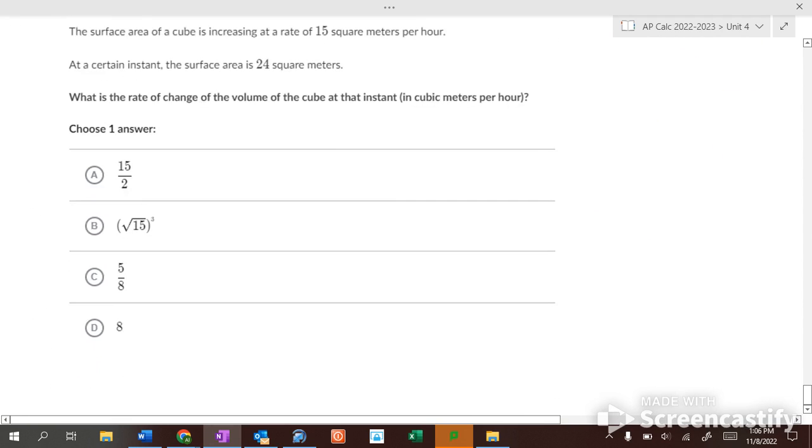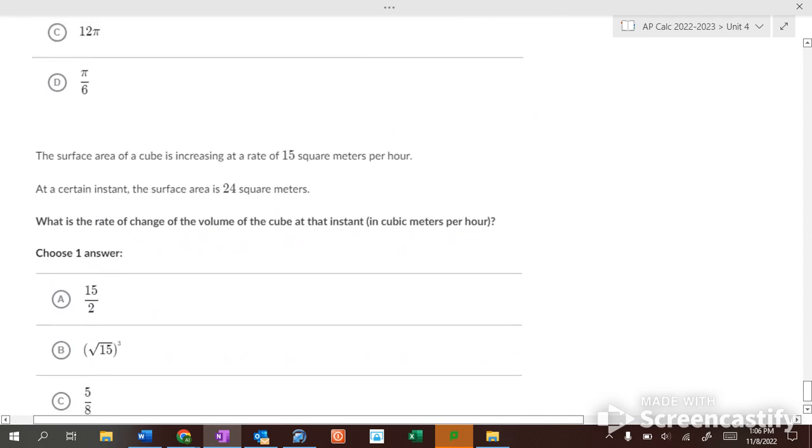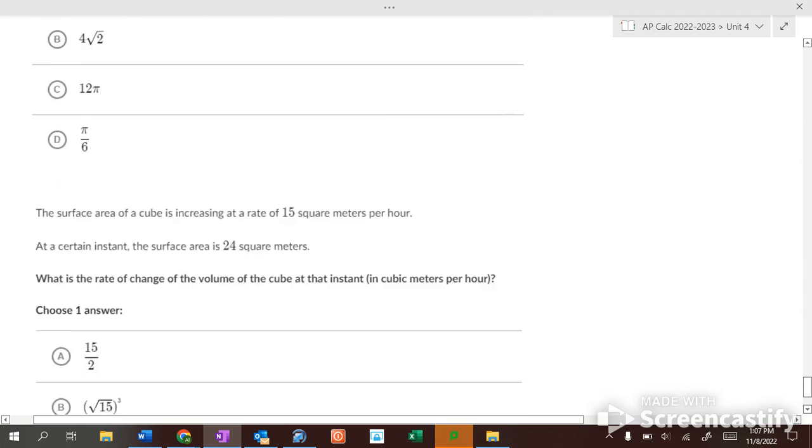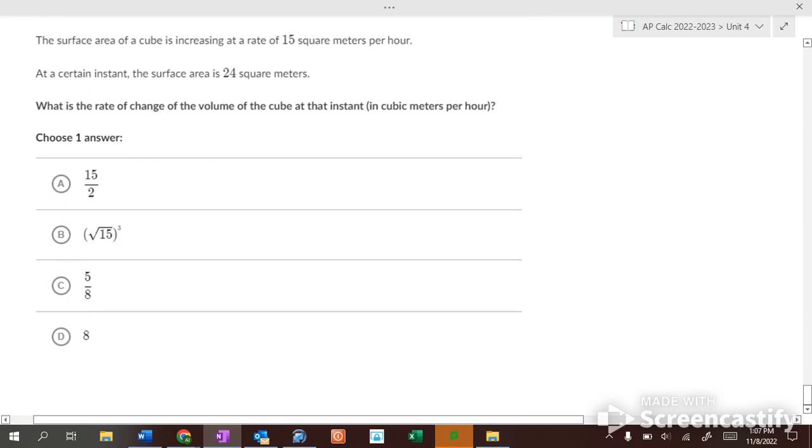So should we do the last two, or are we good with this? I think we're good. Okay, I understand this. Okay, I'll do the last one, because the second one, I do kind of understand.